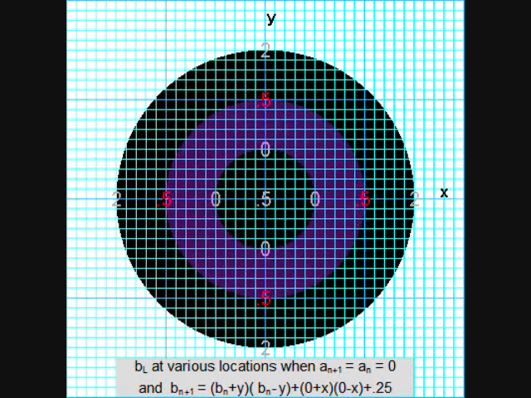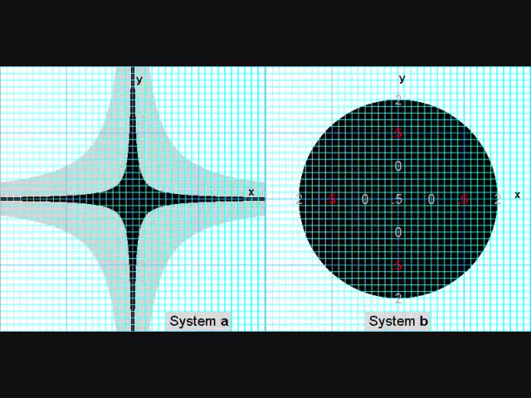B sub L is positive in the center black area and negative in the purple area. In the outer black area, B evolves in many different ways, and outside the black area, B evolves toward infinity. This round pattern of stability for system B will also influence the shape of the stability pattern for the interaction between systems A and B.